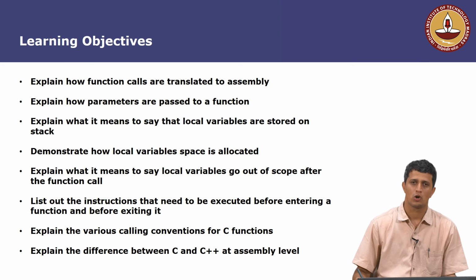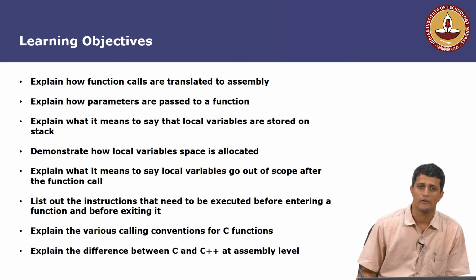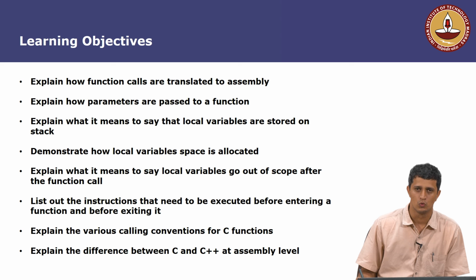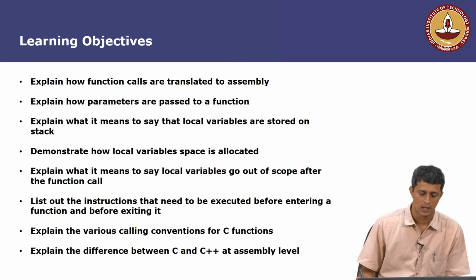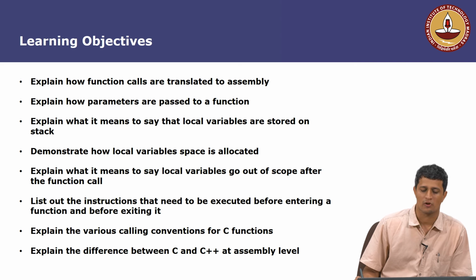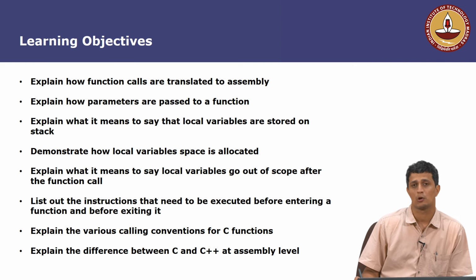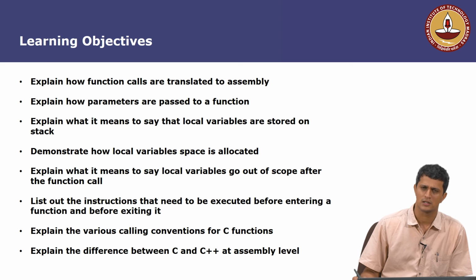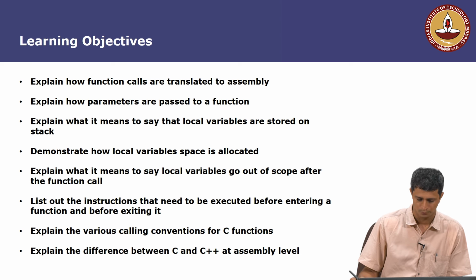Moving on to the learning objectives of this course, which is what a student should be able to do on completing this course. The following are the learning objectives. You should be able to explain how function calls are translated to assembly language, explain how parameters are passed to a function, explain what it means to say that local variables are stored on the stack, and demonstrate how local variable space is allocated by a compiler. You at least have to be able to show one way in which this can be done.